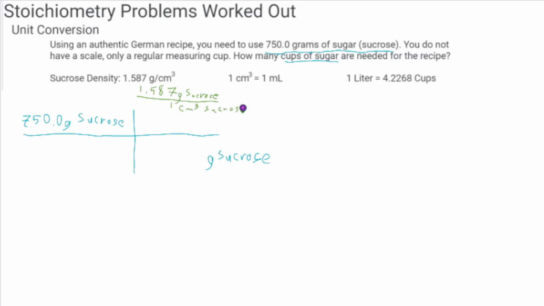All right, and since this is an equality, we can flip those around, but the units of grams need to stay associated with this number. So if we go ahead and plug that in, we want grams of sucrose, so we want to put 1.587 grams of sucrose on the bottom, and then on the top, we're going to put 1 cubic centimeter of sucrose.